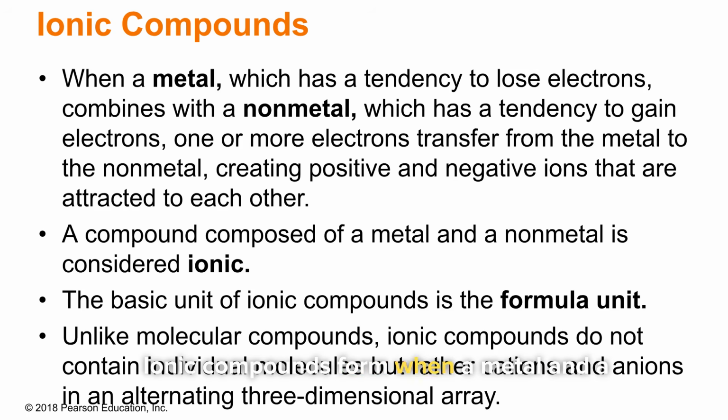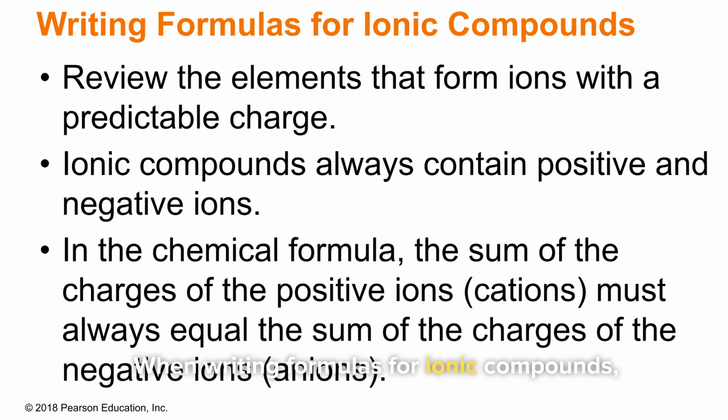Ionic compounds form when a metal and a nonmetal combine. The metal loses electrons to become a cation, while the nonmetal gains them to become an anion. These ions are then held together by their attraction to form a three-dimensional array, rather than discrete molecules. When writing formulas for ionic compounds, remember that they must be electrically neutral.